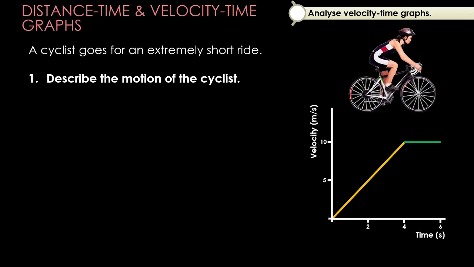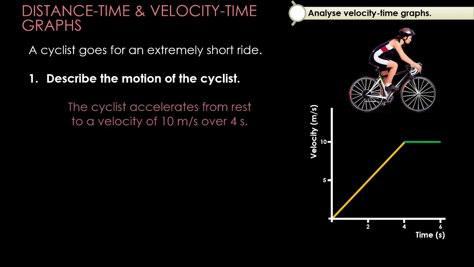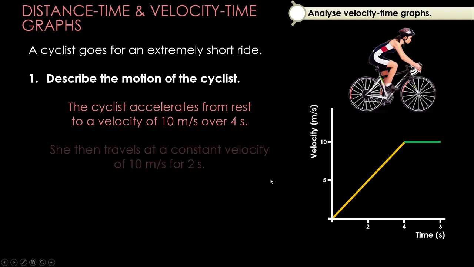Question number 1, describing the motion of the cyclist. Well, if we were to describe what the cyclist is doing, we would say that they're accelerating from rest to a velocity of 10 meters per second over the course of 4 seconds. She's then traveling at a constant velocity of 10 meters per second for the next 2 seconds.